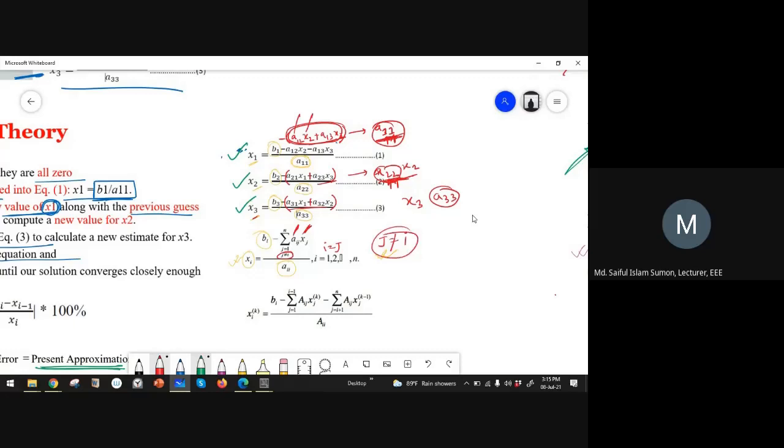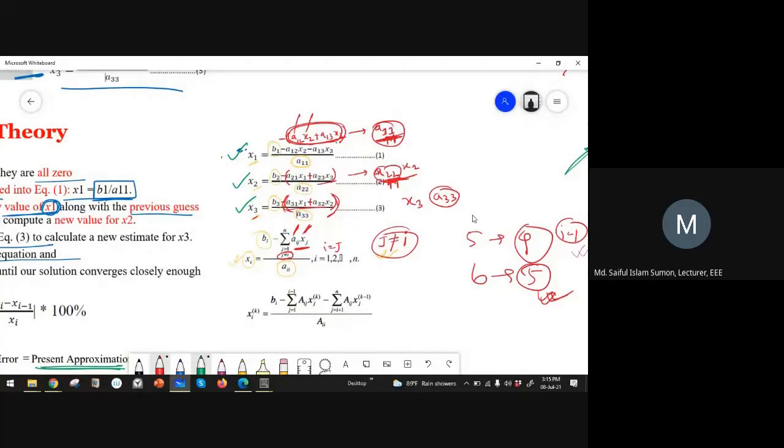Whenever there are 4 equations, then 3 summations will be there. When 5 equations will be there, then 4 summations will be there. When 6 equations will be there, then 5 summations will be there, but never ever will there be i equal to j. That means always they will be summing up, but not i equal to j. This one will be only remaining. Okay, are you okay?